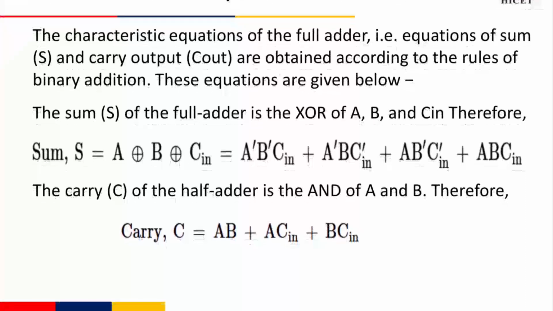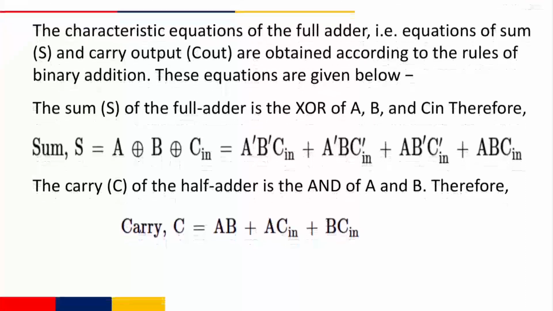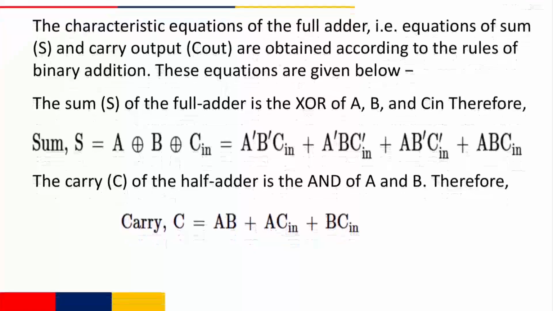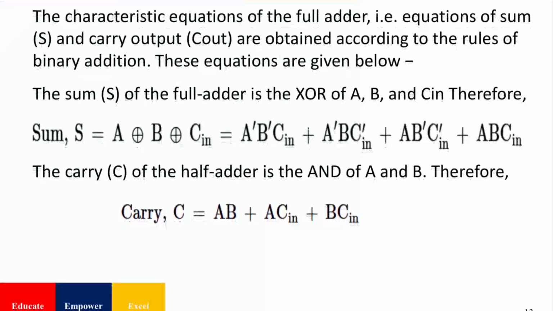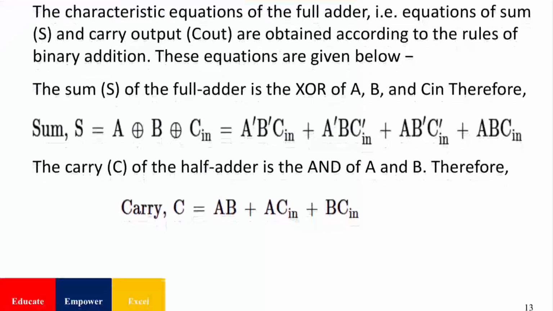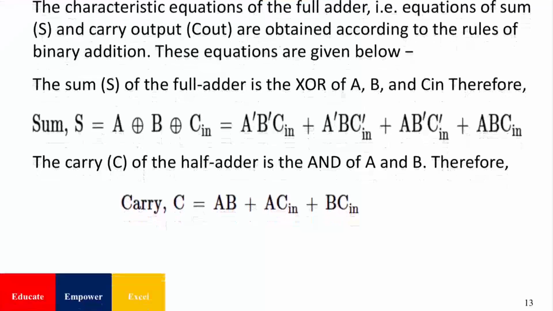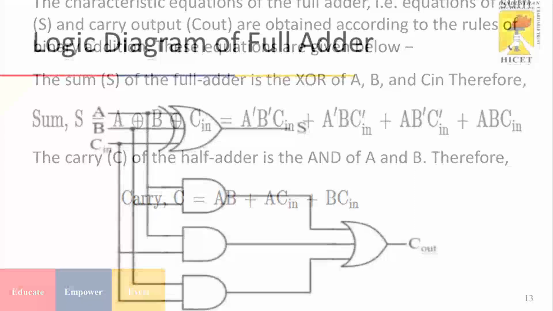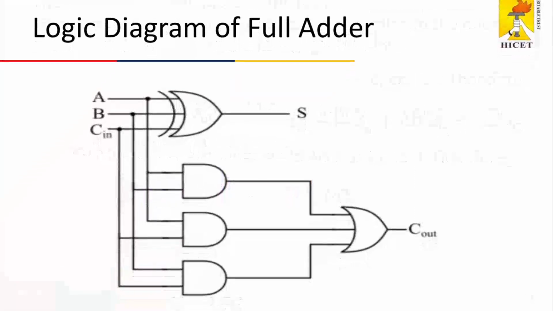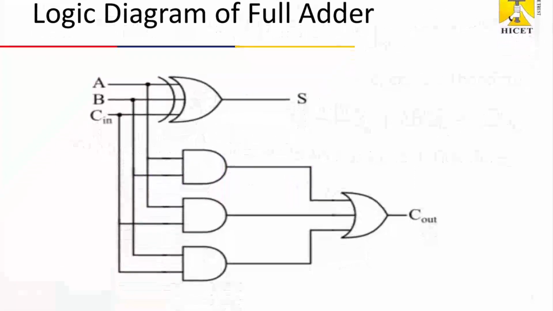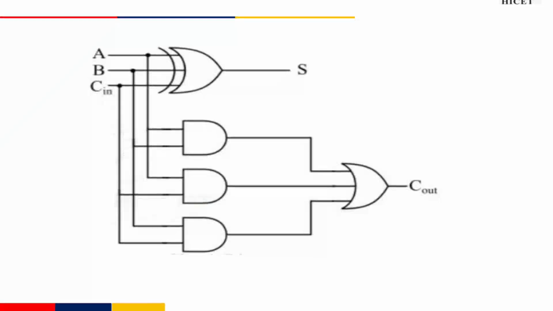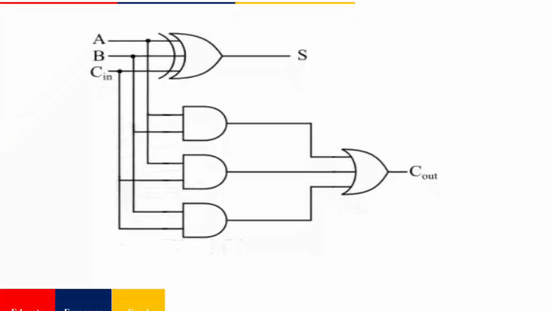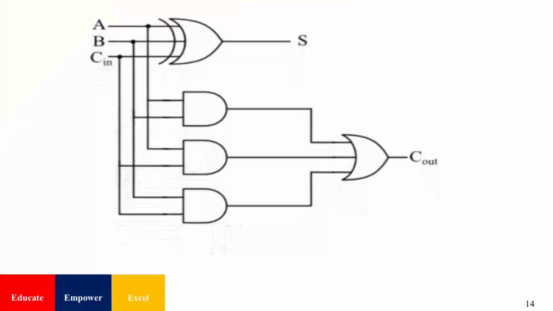So the carry out C out is 1 when any 2 or all 3 inputs are 1. So the carry equation becomes C out is equal to AB plus ACn plus BCn. So these two equations define the logic of the full adder. This is the logic diagram of a full adder. It has 3 inputs A, B and Cn. For the sum S, we use a 3 input XOR gate. For the carry C out, we use 3 AND gates and 1 OR gate.